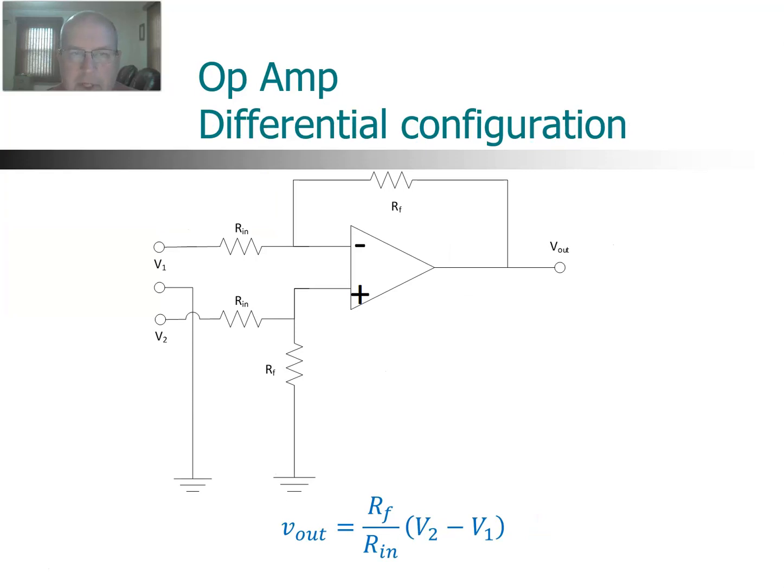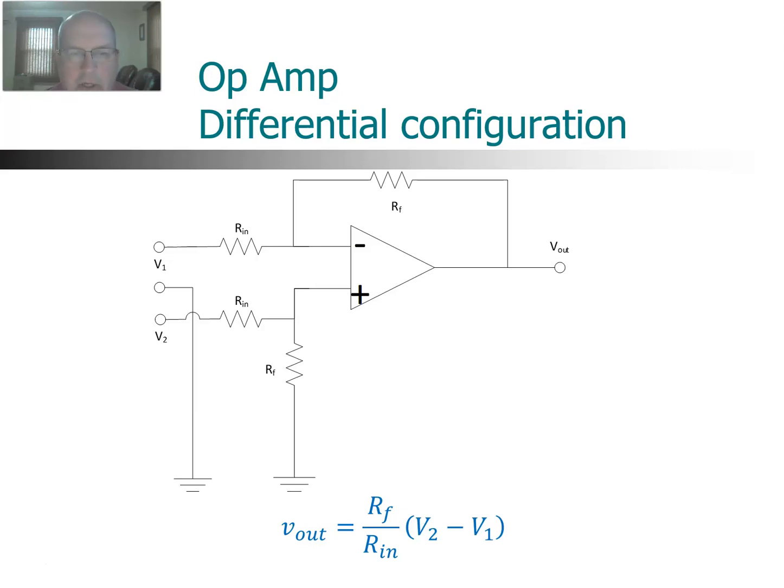Here is a differential configuration. Here we're using both inputs together, and essentially what it does is subtract those two inputs. So we have V2 minus V1 multiplied by the gain gives you the output voltage. So the difference between the input voltages multiplied by the gain gives you the output voltage. And this is the configuration. Notice again, feedback resistor is going to the negative terminal. This is a differential configuration of an op-amp.